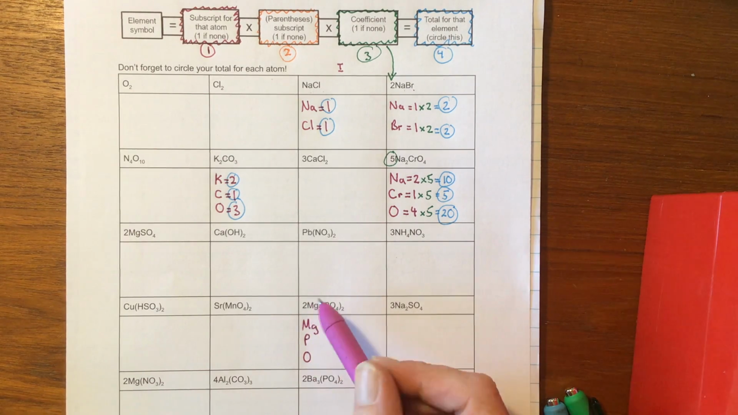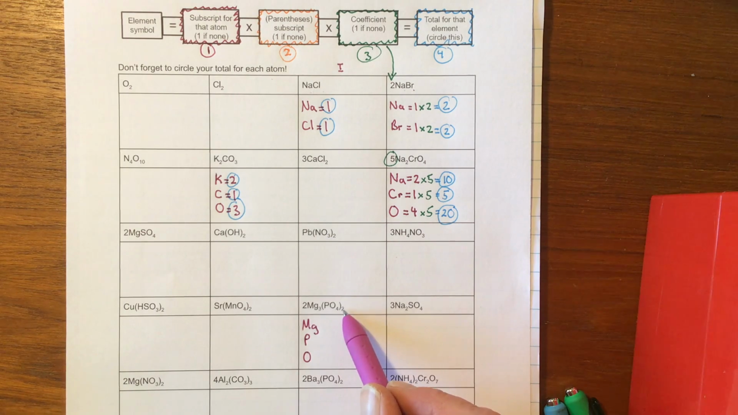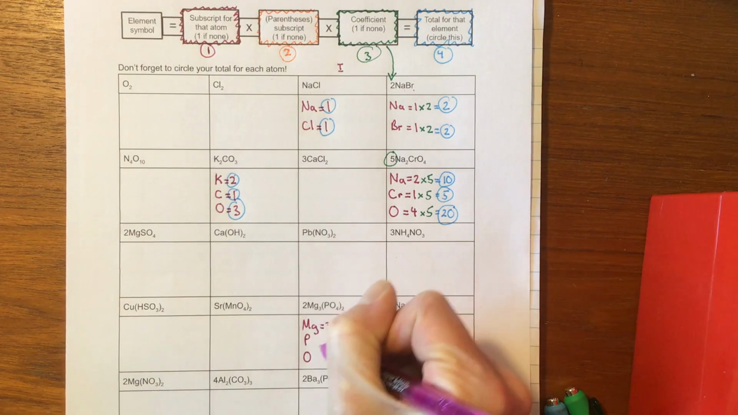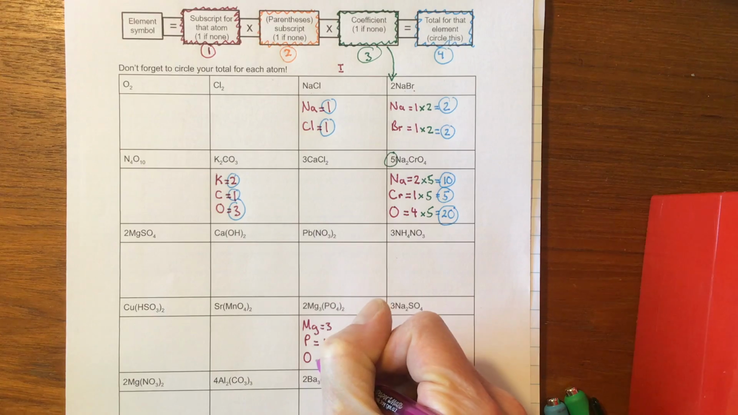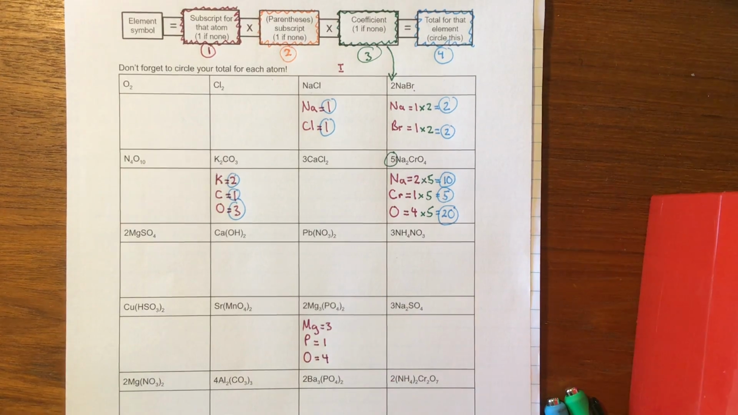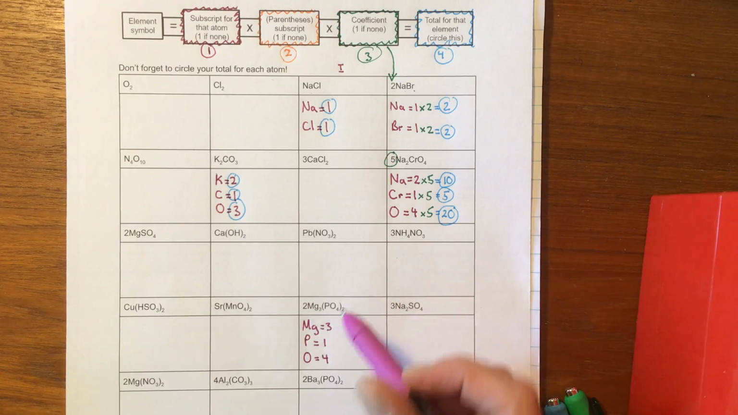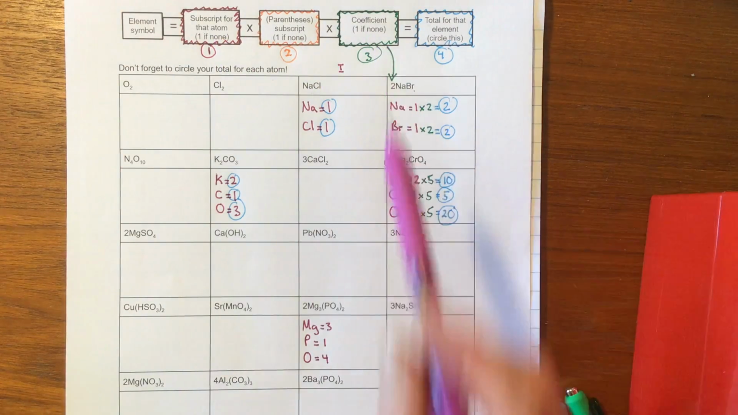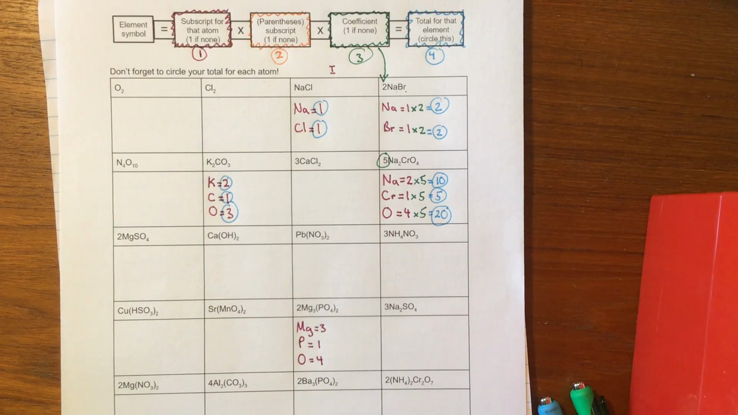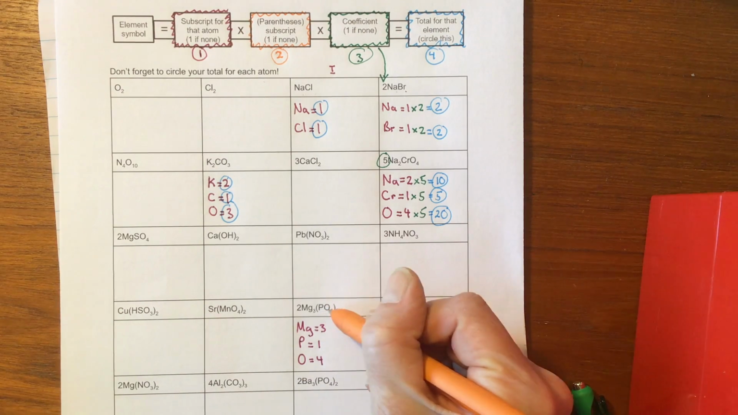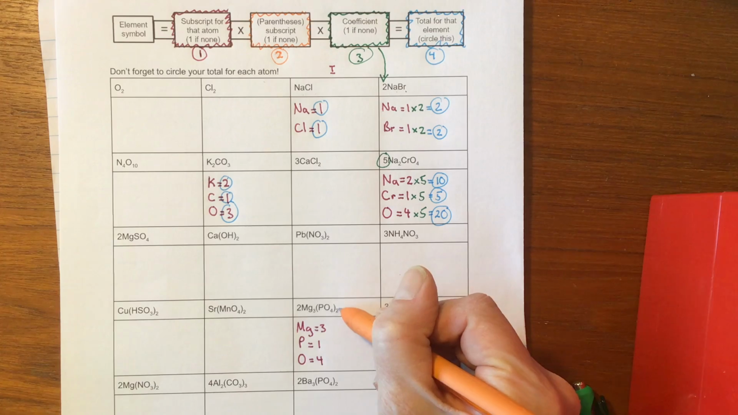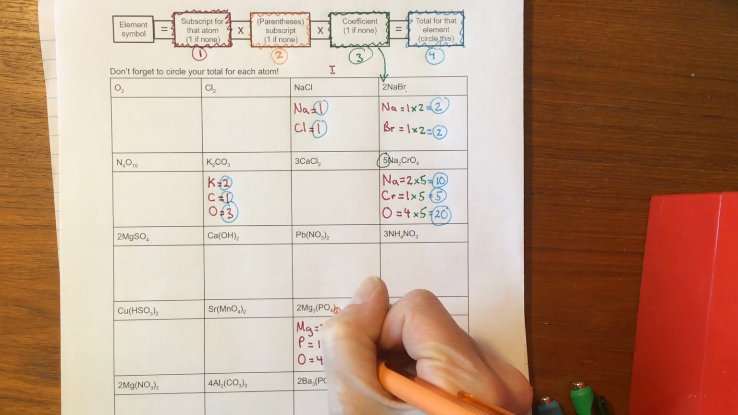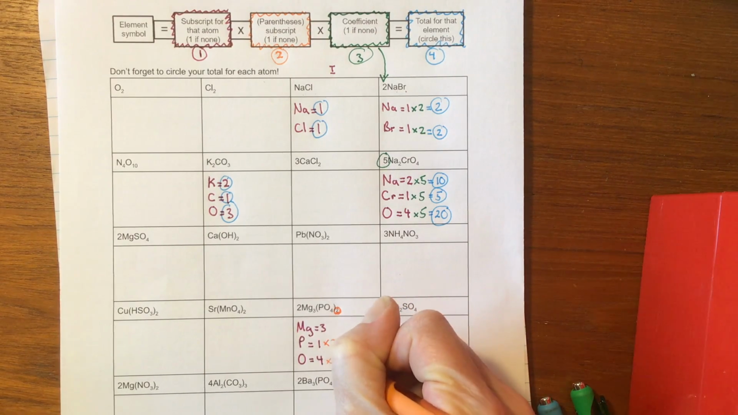Okay? We set them equal to their individual subscripts. We're not going to do anything about this parentheses subscript yet, okay? So magnesium will be equal to 3, phosphorus will be equal to 1, and oxygen is equal to 4. All right, after we do that, if we have parentheses, that's when we handle it. It's in between the subscript and the coefficient. So I'm going to multiply only the elements inside the parentheses by this number here. So that means I'll multiply phosphorus by 2 and oxygen by 2.